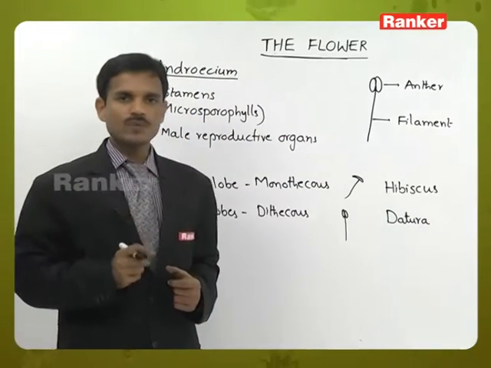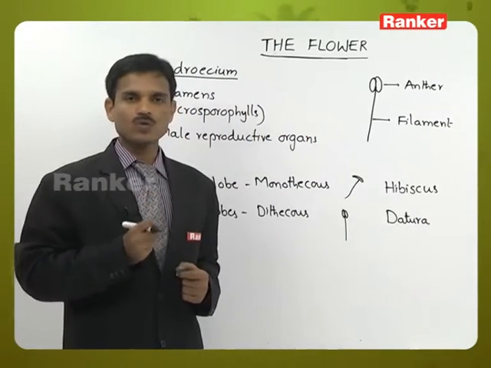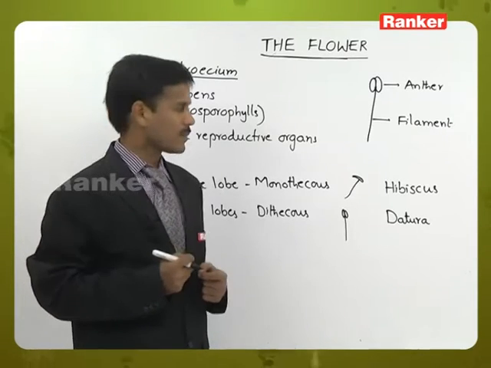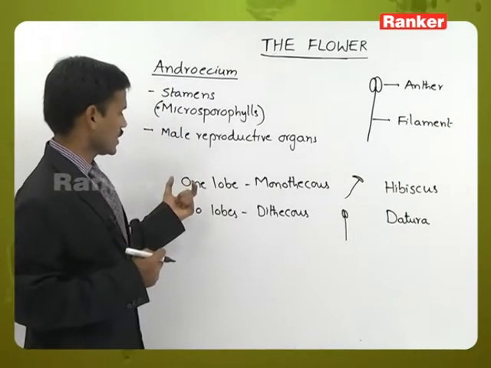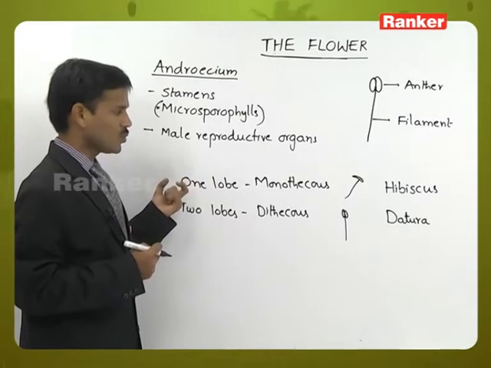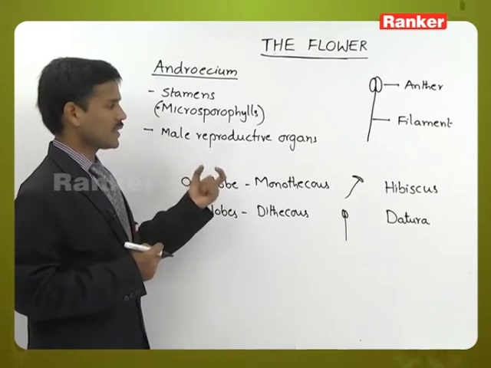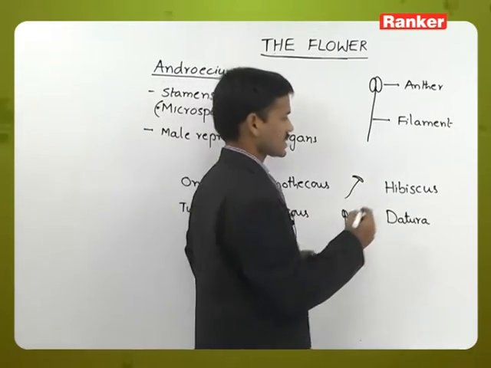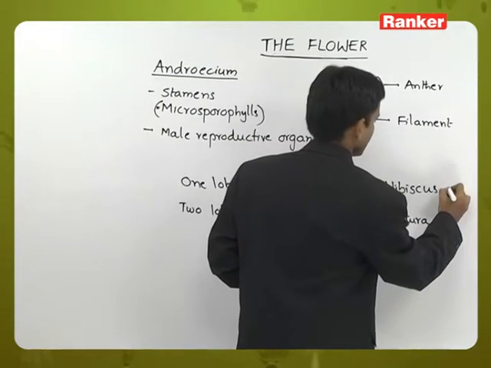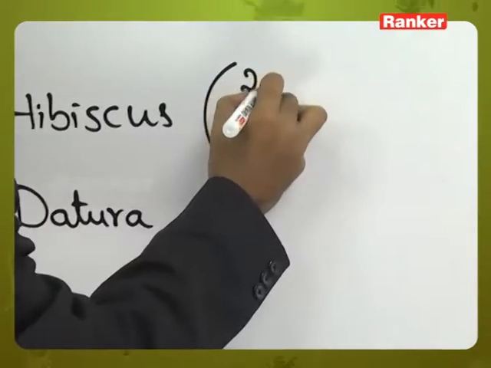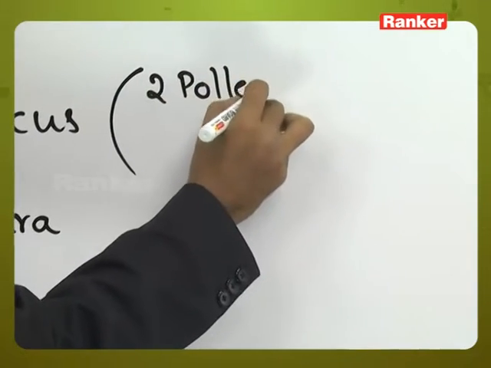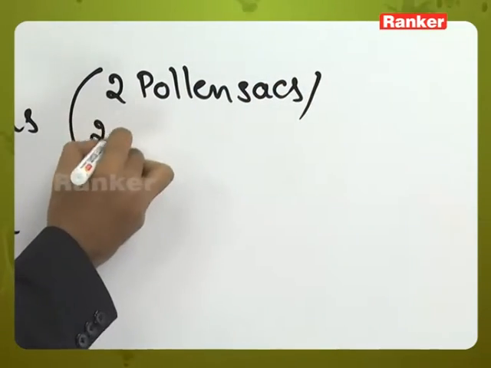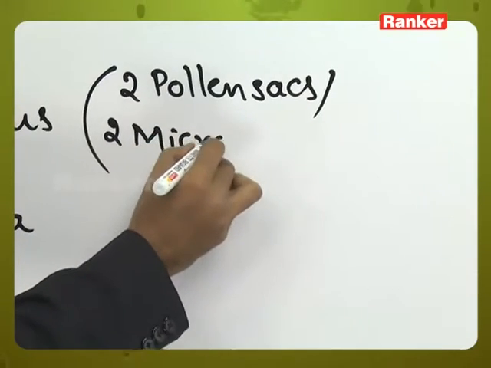In each lobe, two microsporangia or two pollen sacs or two pollen chambers are present. So, the monothecous anther, having only one lobe, has two microsporangia or two pollen sacs. So here two pollen sacs or two microsporangia are present.